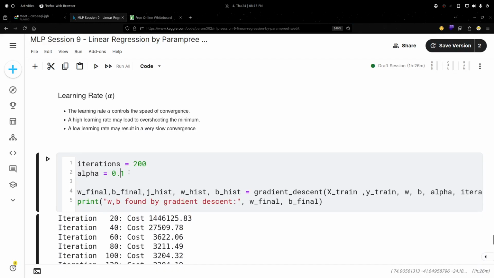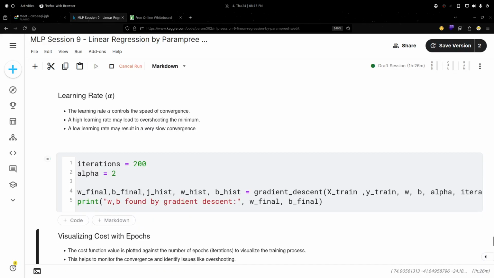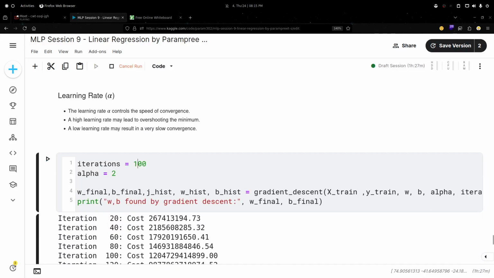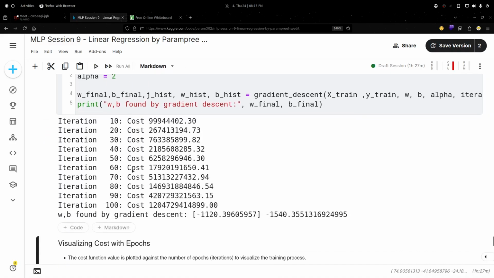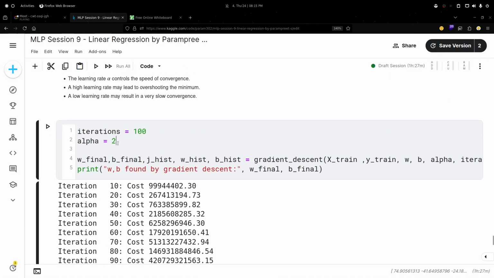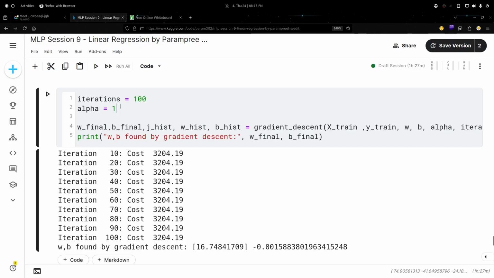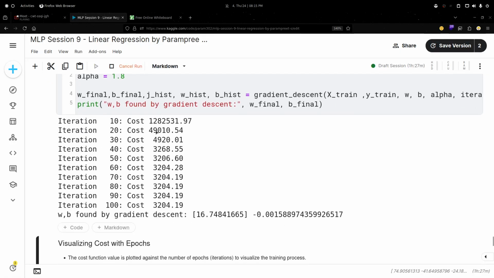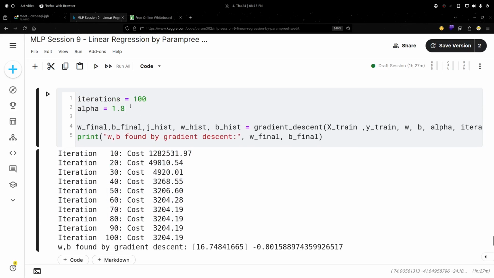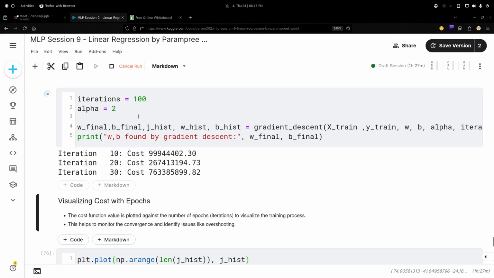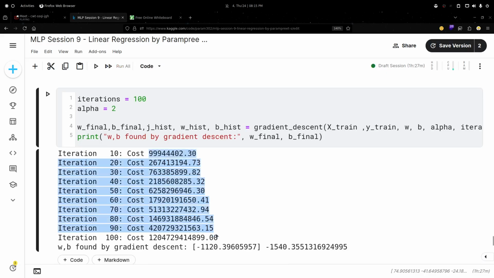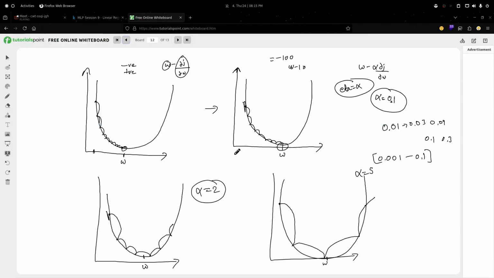So let's suppose I set the alpha to some bigger value. Here I have set the alpha to 2, okay, not even 2. If I set alpha to 1, okay, let's suppose 1.8, now also the cost is decreasing. Let's say we set the alpha, which is the learning rate, to 2. Now you can see the cost is increasing. So this is where the overshooting is happening, like this.